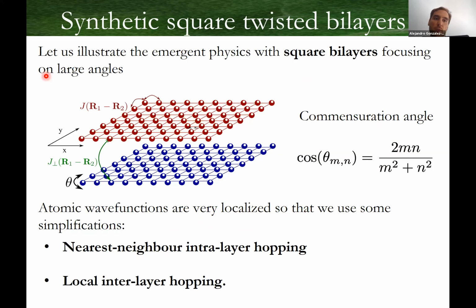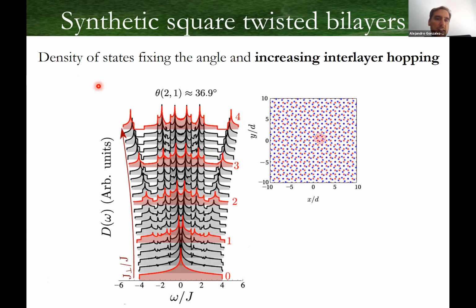And also we focus on this because our motivation was to see if you can have interesting physics at large angles compared to this magic angle behavior that occurs at very small angles. And this is the kind of thing we plot. For example, we took the largest commensurate angle for this square bilayer, which is 37 degrees. So this would be in red and blue, the two layers. The unit cell in this case is just 5 by 5, if I remember correctly.